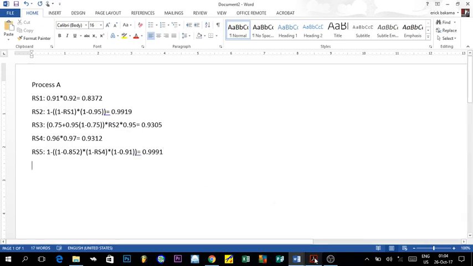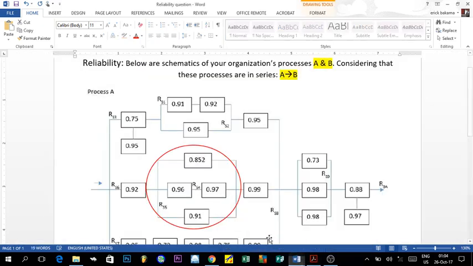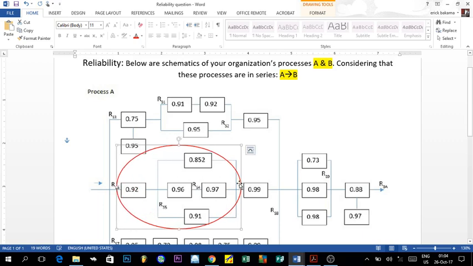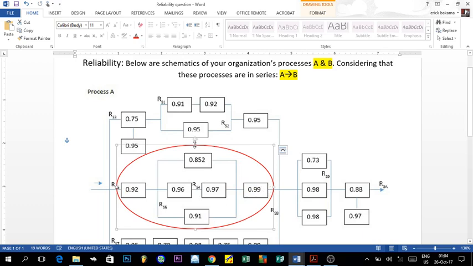So we just worked error 5. Now we need to work for error 6. Error 6, we see that it is this line here. We see that it involves now this component and this component here. This is our value of error 6. Now how many components does it have? It has 3. So we have the first component, 0.92. We have the second component, which is error 5 that we just worked out, and then we have 0.99.